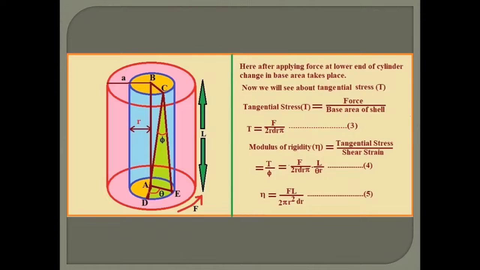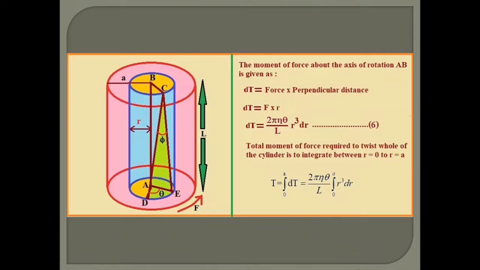Now we will consider modulus of rigidity. So modulus of rigidity eta is equal to tangential stress divided by shear strain. Hence T divided by phi is equal to F divided by twice r dr pi into L divided by theta r. From this, eta is equal to FL divided by twice pi r square dr.